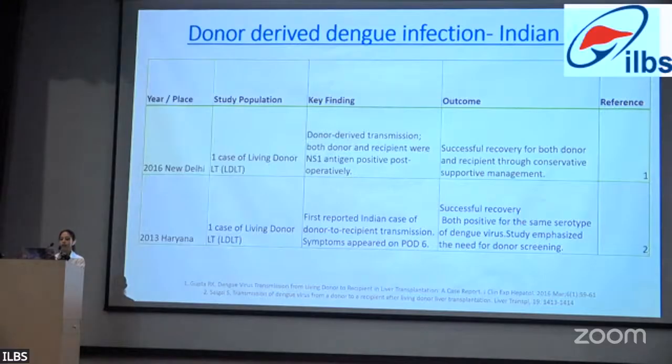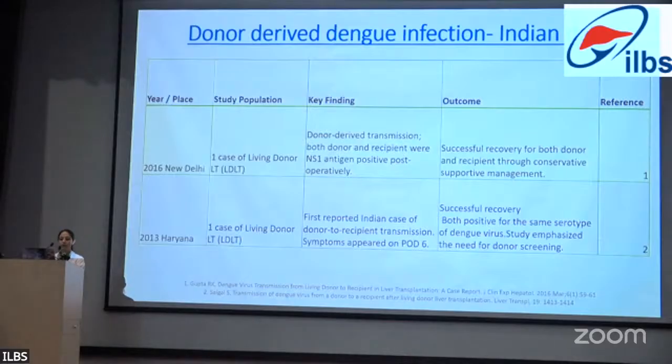Both recipient and donor were treated with supportive measures and discharged after their full recovery on post-operative day 9 and 18 respectively. Another case was a 38-year-old male who underwent LDLT for hepatitis B-related cirrhosis. The donor was his 19-year-old son. The immediate post-operative period was uncomplicated.